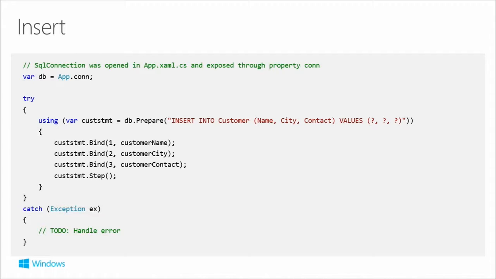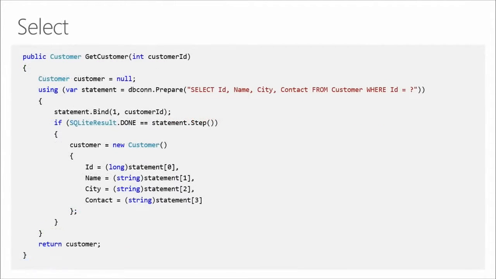So you plug in the values into this, and then again you prepare that statement, you bind the values into it, and then you call step to execute it. Select, well, no surprise. Select ID, name, city, and contact. Those are columns from the customer table where, and then some kind of selection clause where the ID is equal to some value. And again, use statement.bind to supply that value.